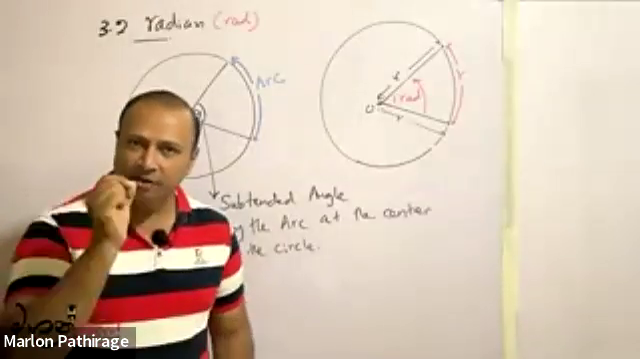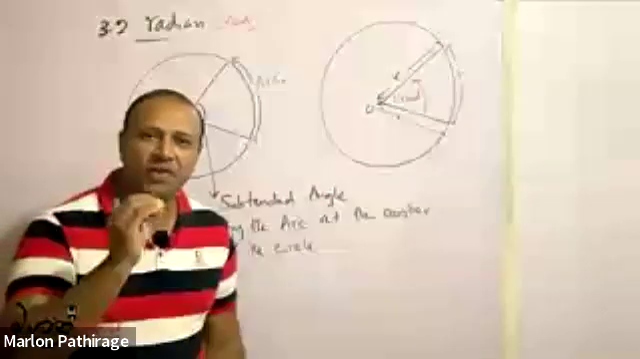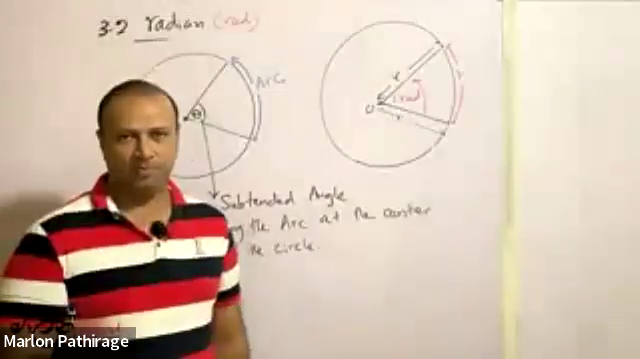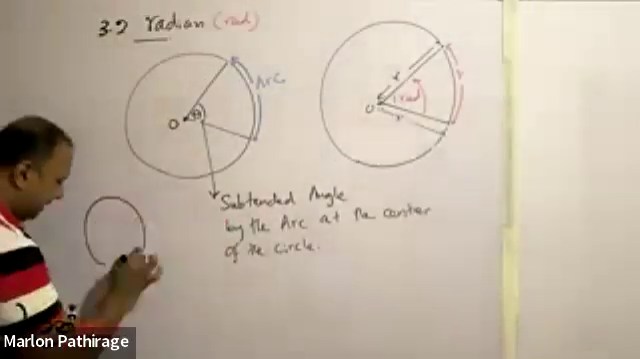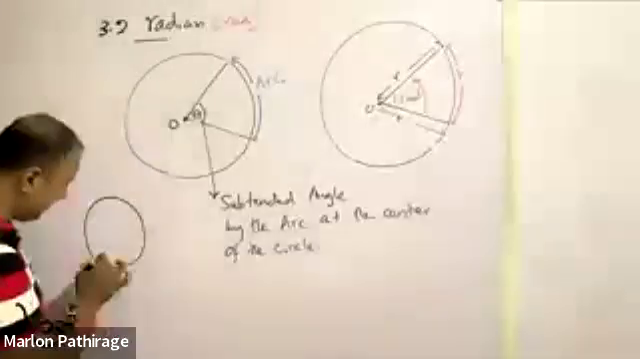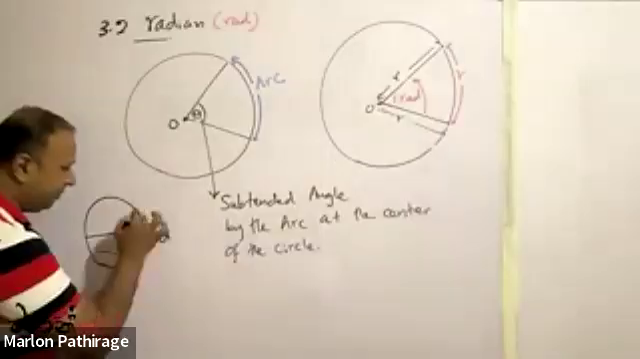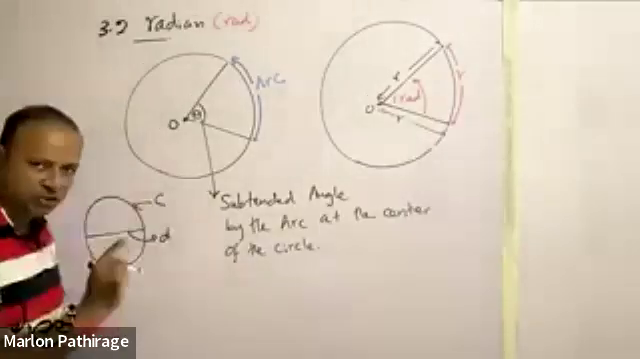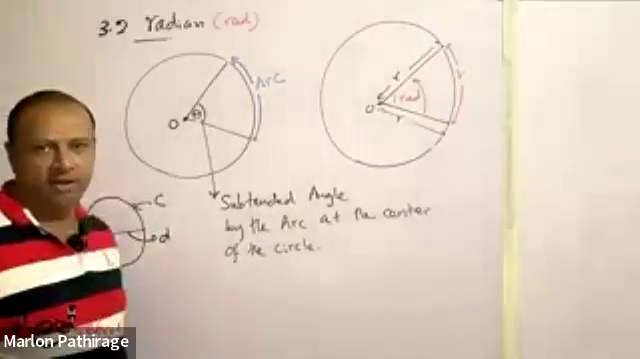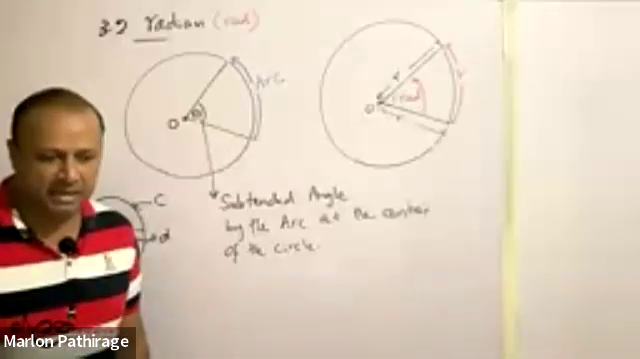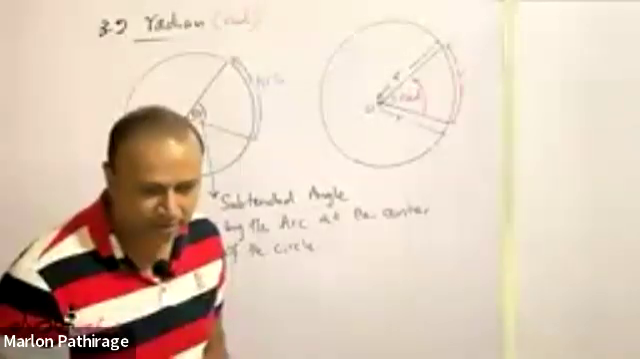Pute, if we consider a circle, there is a very, very important relationship. What is that? If you consider any circle, the circumference to diameter ratio is a constant, Pute. If you consider any circle, the circumference to diameter ratio is a constant.